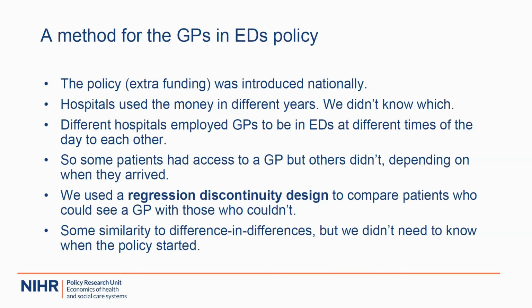So in this case, patients arriving at 5 p.m. at a hospital are likely to be pretty similar to patients arriving at 6 p.m. at a hospital, or 5:30, or between 2 p.m. and 3 p.m. And because in some contexts, for some hospitals, that meant they did or didn't see a GP, we could say that they were similar to each other.